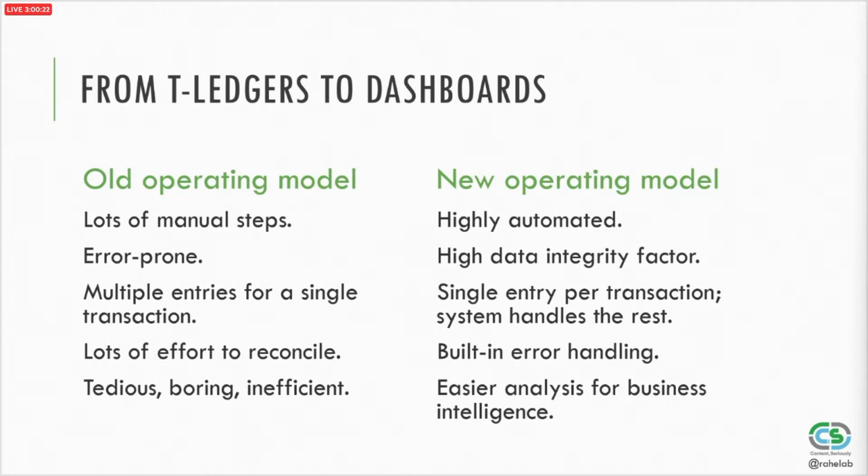So in the old way, there are too many manual steps, very error prone. You had to make multiple entries and lots of effort to reconcile, whereas in the new model, highly automated, there's a high data integrity factor. In our case, it would be a high content integrity factor, a single entry per transaction, and the system handles the rest, built-in error handling, and easier analysis. And those are all applicable in one way or another. Metaphors are never 100% aligned, but a lot of these apply to content.